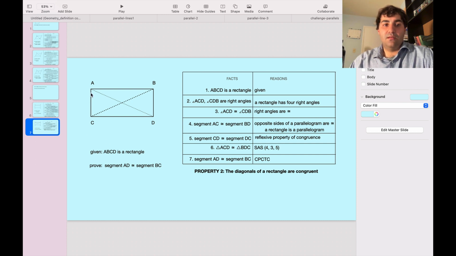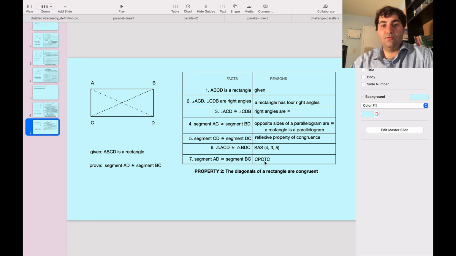So we know that segment AC is going to be congruent to segment BD because opposite sides of a parallelogram are congruent, and the fact that a rectangle is a parallelogram. Using the reflexive property of congruence, we know that segment CD here is congruent to segment DC. So by the side angle side postulate using statement 4, statement 3, and statement 5, we get that triangle ACD is congruent to triangle BDC.